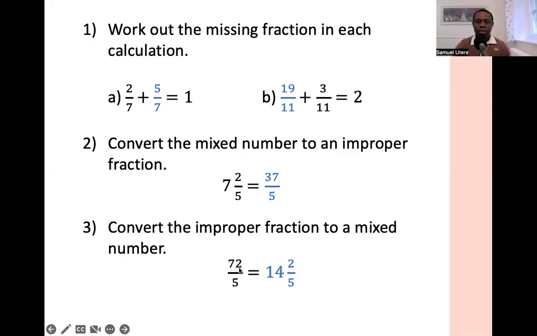Here we have 72/5. Now we're going to be thinking that, okay, we have 5 in the denominator, so 5/5 is a whole. So we're thinking how many 5/5, or another way of thinking about it, if we divide 72 by 5, how many fives can we get from 72? Of course, it is 14, because 5 times 14 is 70. We have a remainder of 2, so that should be 14 whole number 2/5.